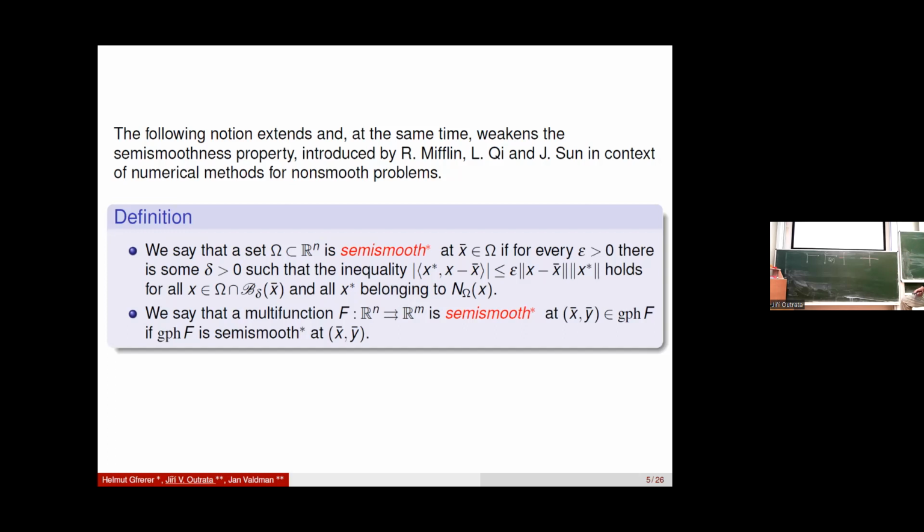Here we present a slightly different definition in which we generalize the whole notion in two ways. First, this definition allows us to define this property not only for single valued mappings like it was in the previous Mifflin's definition, but also for sets and multifunctions. And second, this property called semismoothness star is a little bit weaker than the original one. So it's of course advantageous, because we have to impose a weaker requirement.